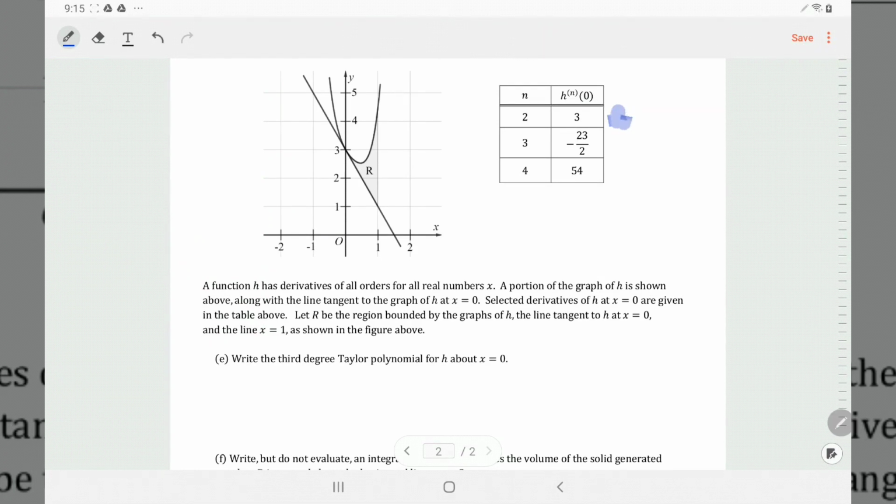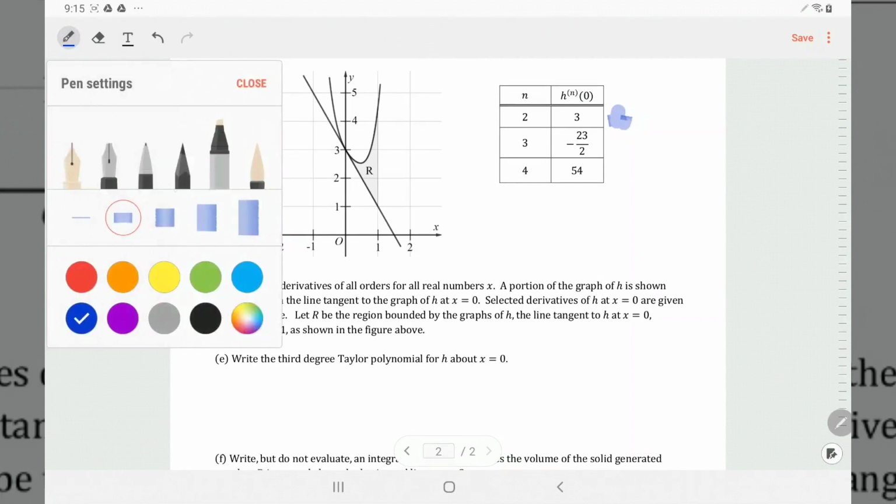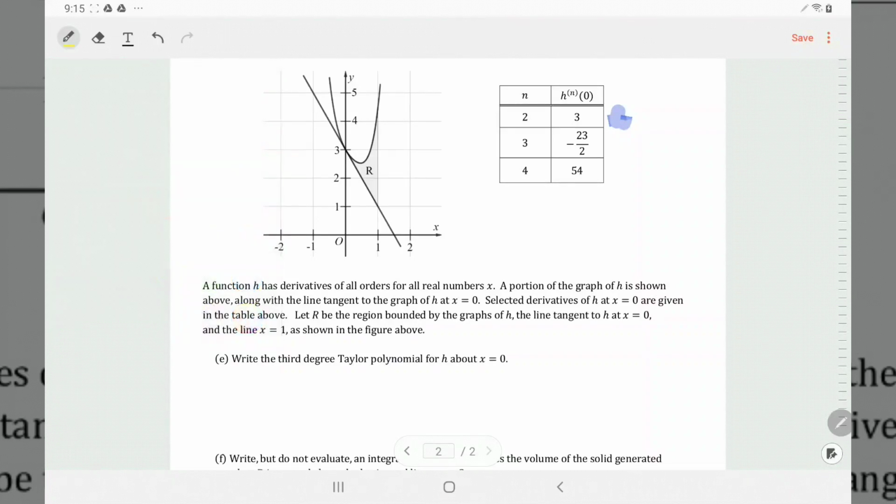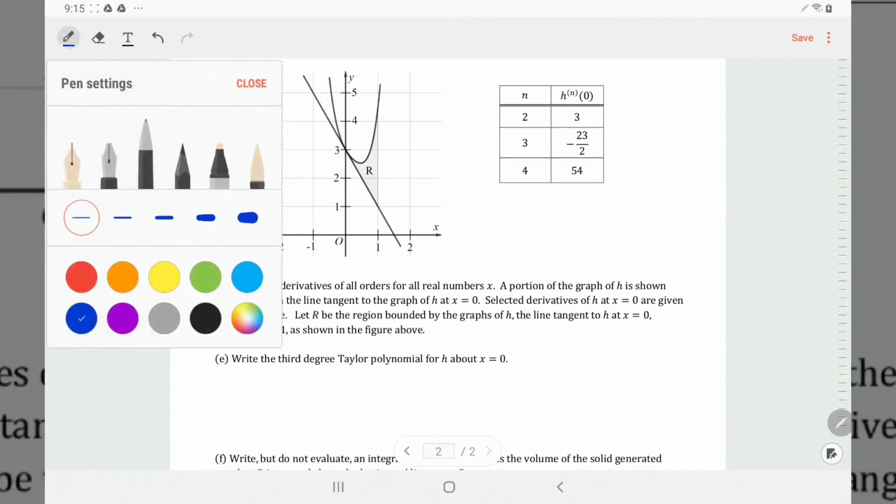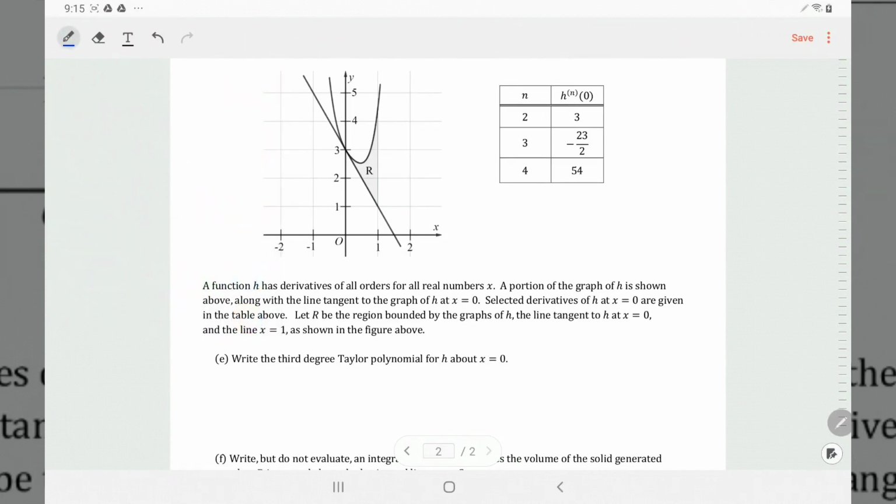So this is h up to of 0 equals 3. Well, that really means h double prime of 0 equals 3. That's what that means, right? Because this is the third derivative at 0 equals, oh, this seems like a Taylor series. H to the fourth derivative equals 54. Yeah, it seems like a Taylor series where they gave me the values. And then a graph. That's kind of cool. Okay, derivatives of all orders of all real numbers. A portion of the graph is shown.